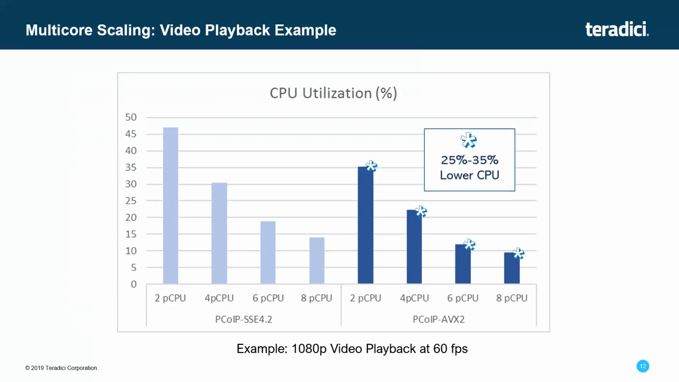So here's a comparison between PCoIP Gen 1 and PCoIP Ultra. The workload is playing back 1080p video at 60 frames per second. Now you may be thinking, that isn't really performance intensive, right? I mean, my smartphone can do it with no problem. So why are you showing this to us?